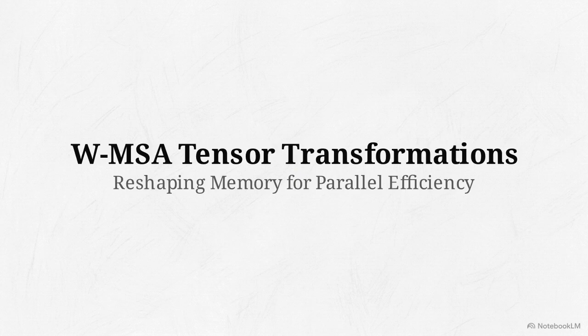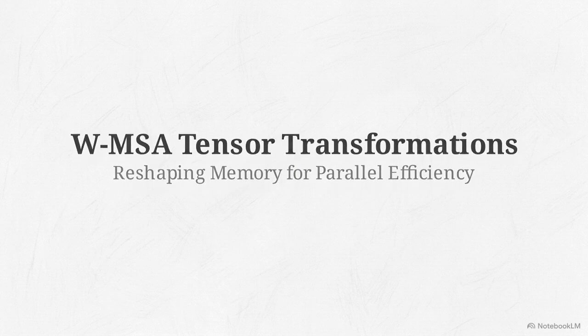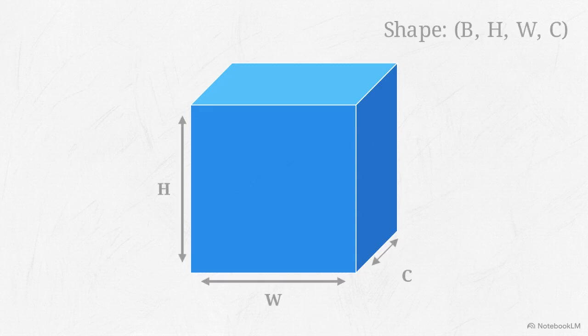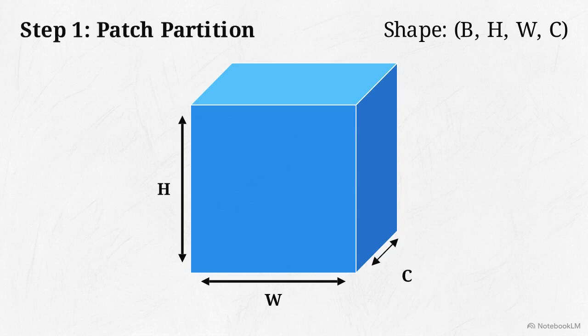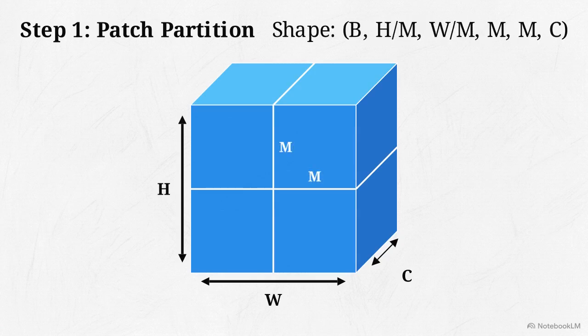The efficiency of this architecture relies entirely on how it aggressively reshapes memory, tricking standard attention functions into processing localized data in parallel. We begin the WMSA pipeline with a batched spatial feature map. This 3D block represents our initial tensor, formatted with batch, height, width, and channel dimensions. Step 1 is patch partition. The continuous spatial dimensions are discretized into a rigid grid of m by m patches.